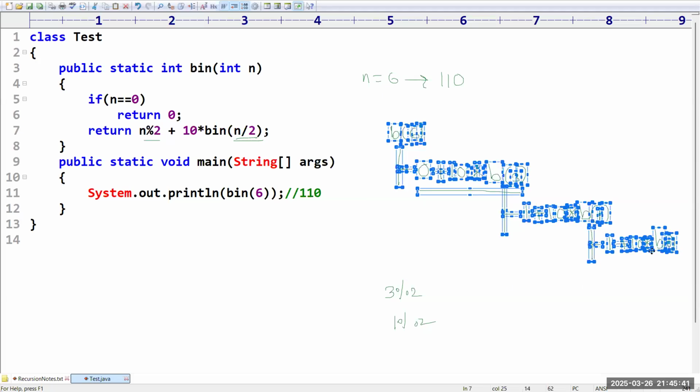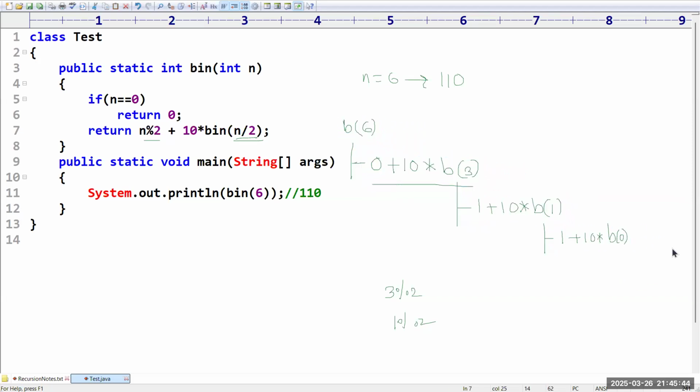Yes, sir. Tell me for b of 0, I am marking in red color. Which value it will return? Base condition, 0. Now tell me 10 into 0. What is the value, sir? 0. 0 plus 1. Can I say this value will become 1? Correct? Because whatever we calculated here, it is going to return. Am I right?